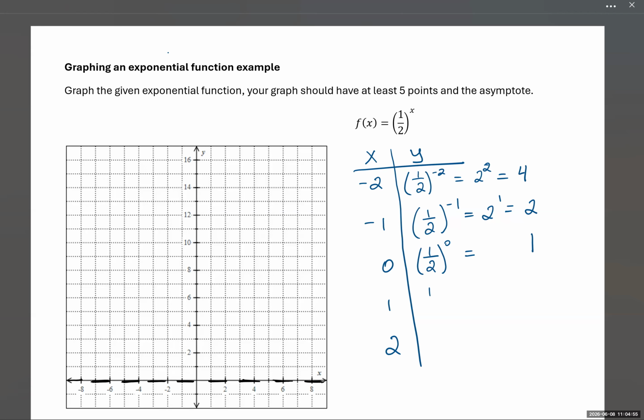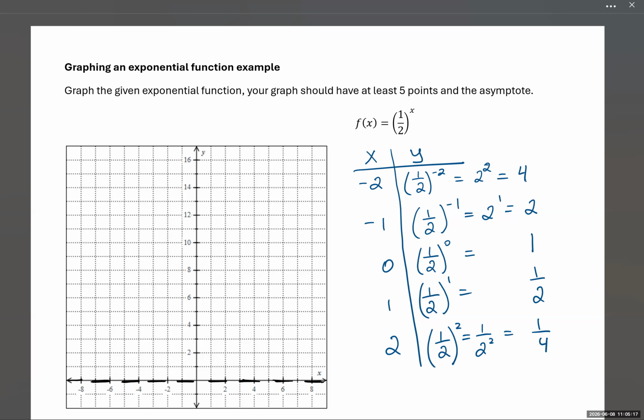When x is 1, then it's 1/2 to the first power, which is just 1/2. And when x is 2, it's 1/2 to the second power, which is 1 over 2 squared, which is 1 over 4. Now we need to plot the xy coordinate pairs on the actual grid.